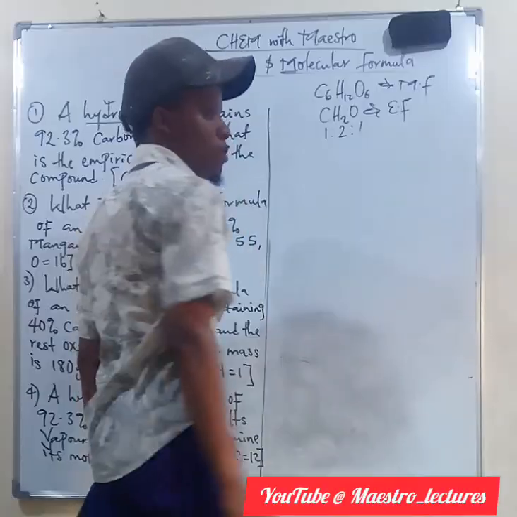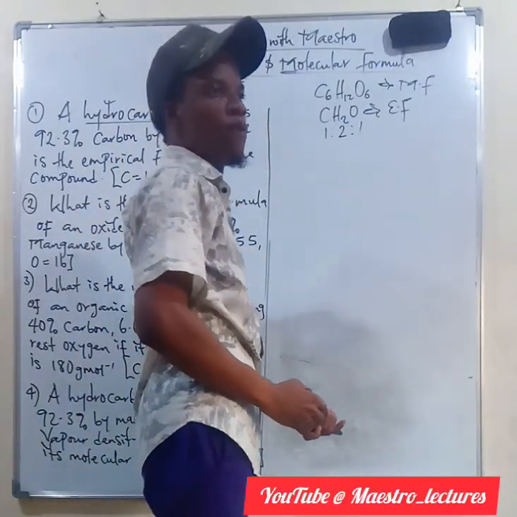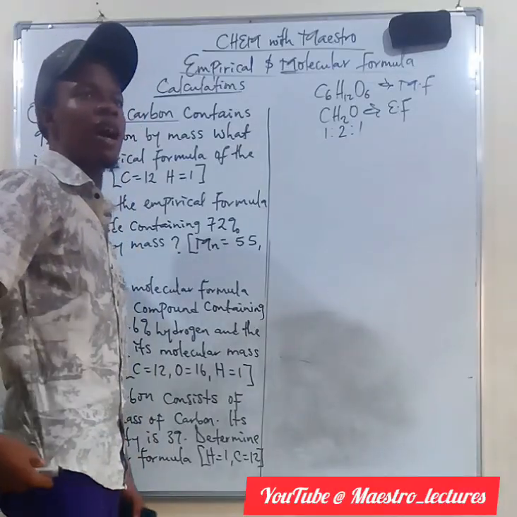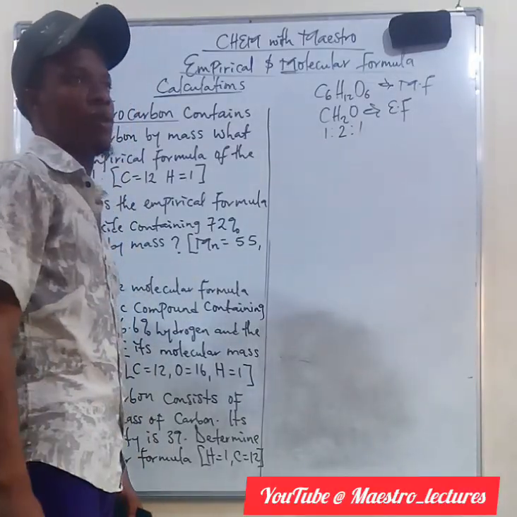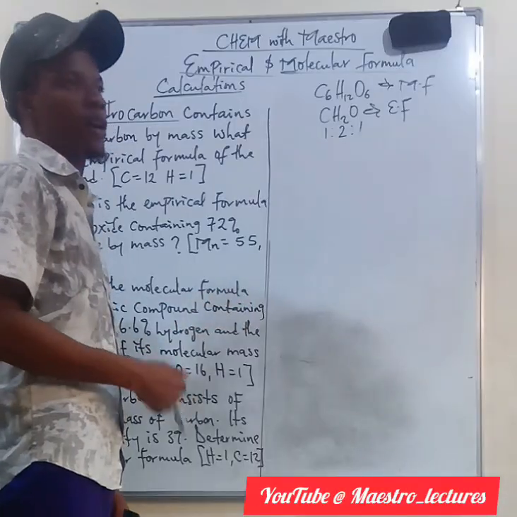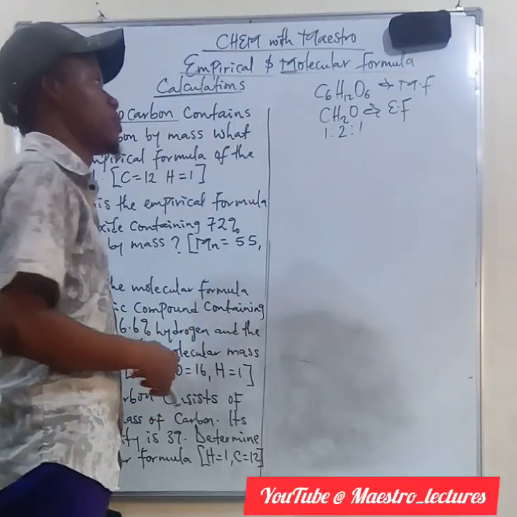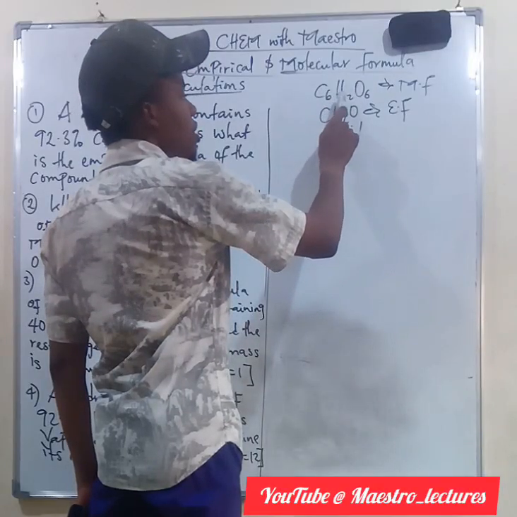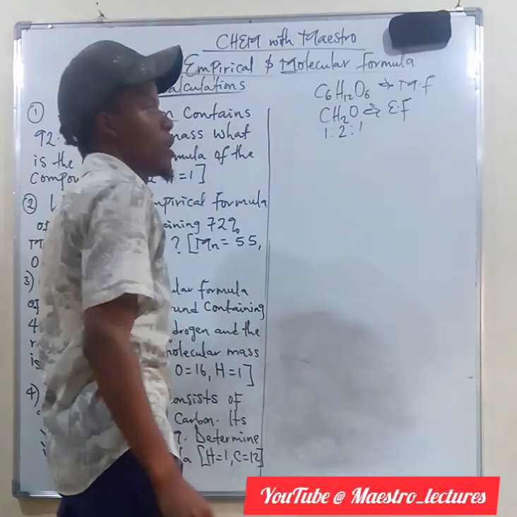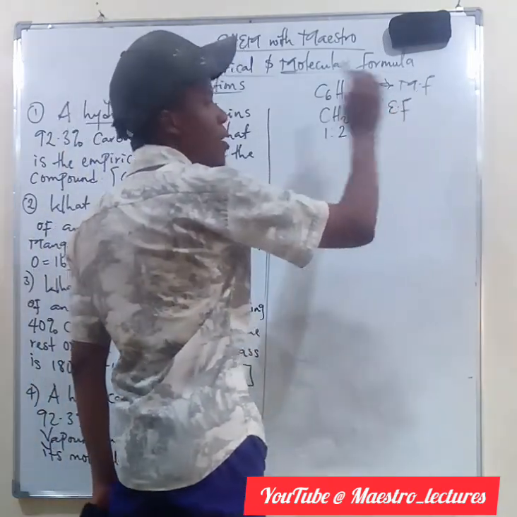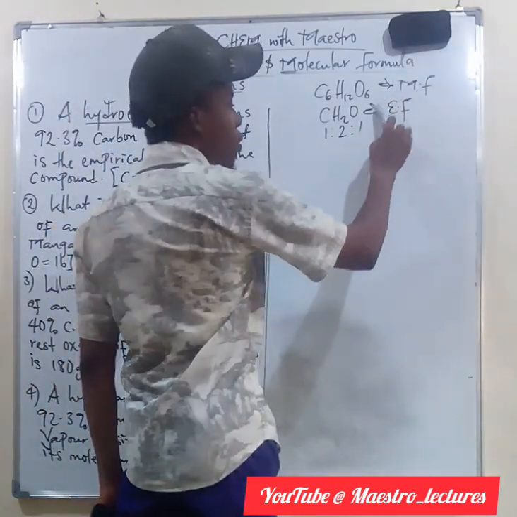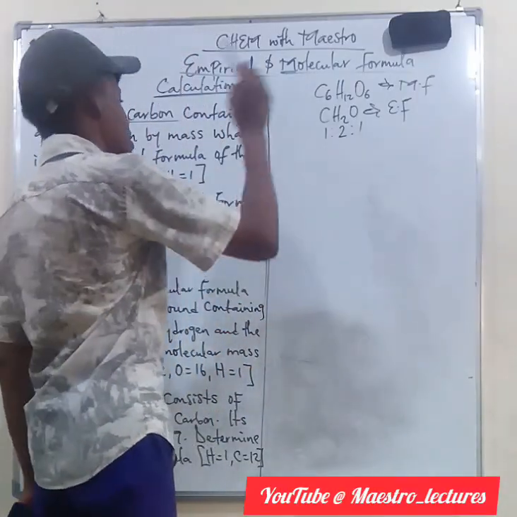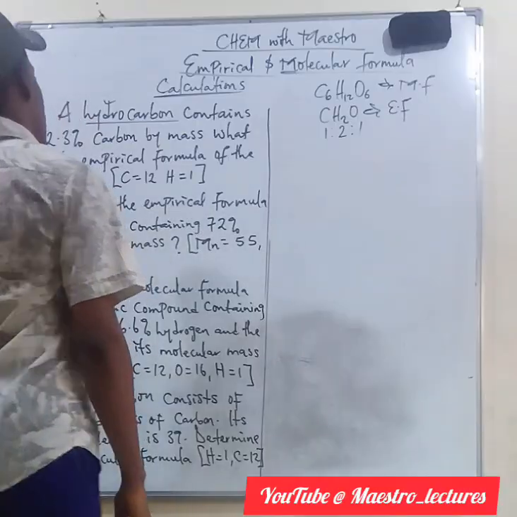Now what is the molecular formula? The molecular formula is the formula that shows the actual formula of a compound, showing the exact number of atoms present in the compound. So if you look at glucose, there are 6 carbon, 12 hydrogen, and 6 oxygen. So that's the molecular formula. The molecular formula gives us the actual formula of the compound, while the empirical formula only shows us the ratio of atoms present in the compound.